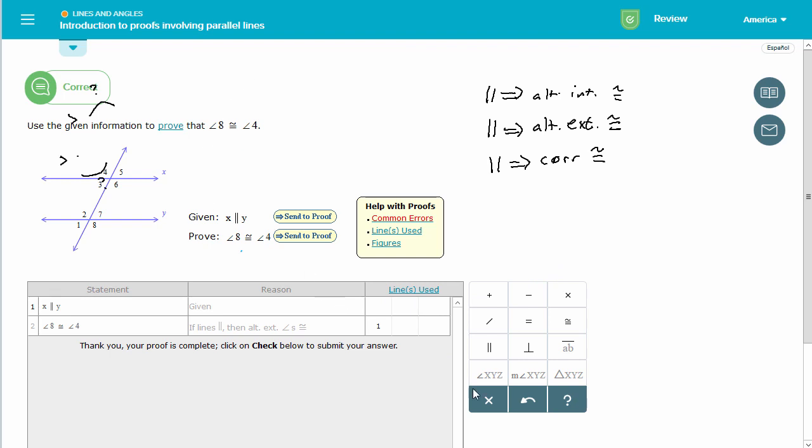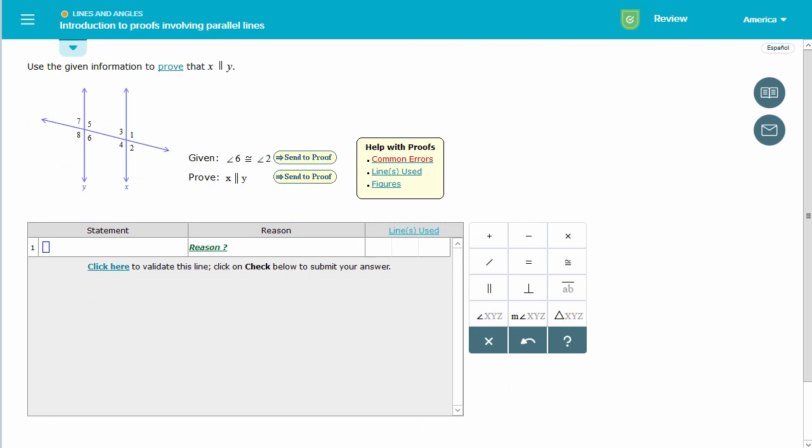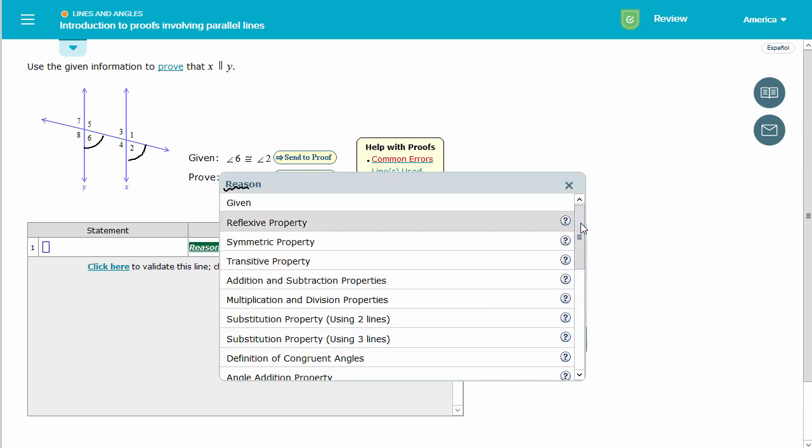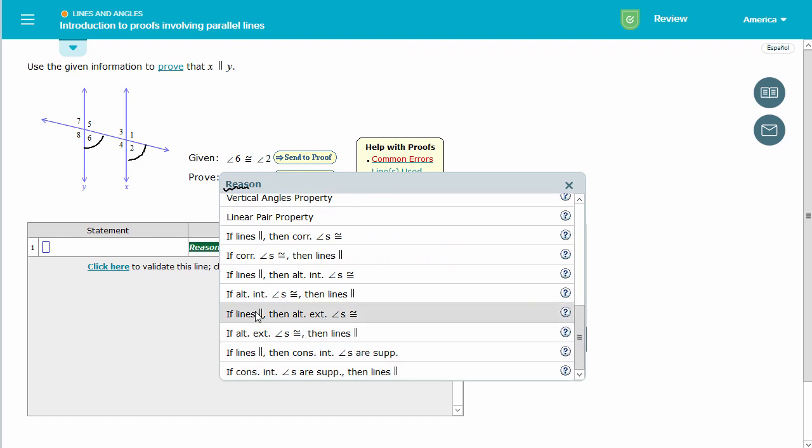Okay, let's see another example of this. So here I'm given that angle 6 is congruent to angle 2. And I want to conclude that these two lines are parallel. Again, I'm going to look through my reasons, and I'm going to see which reasons let me conclude that two lines are parallel.